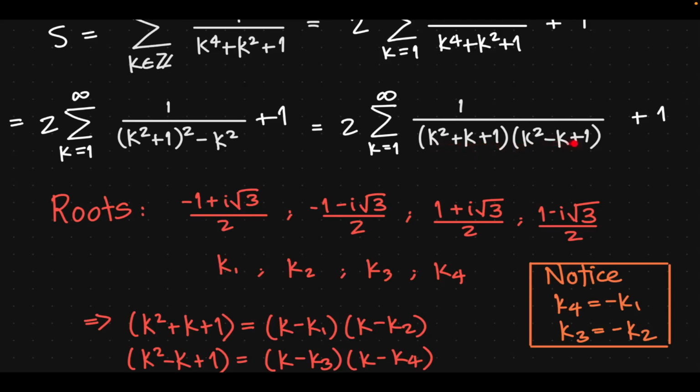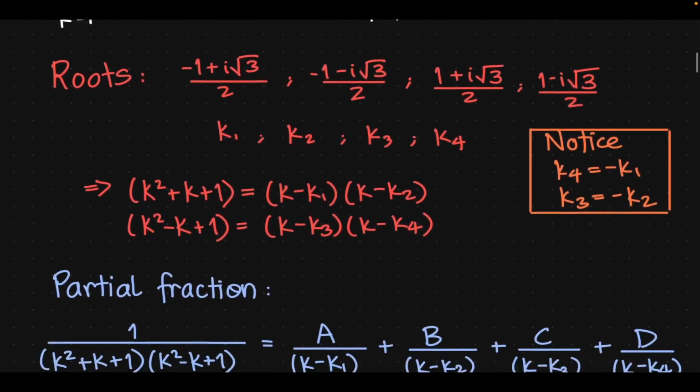For the second factor, the roots are 1 plus i root 3 over 2 and 1 minus i root 3 over 2. And we can write that term, k squared minus k plus 1, as k minus k3 times k minus k4. Noticing that k4 is just minus k1 and k3 is just minus k2. This is just purely from observing the roots.